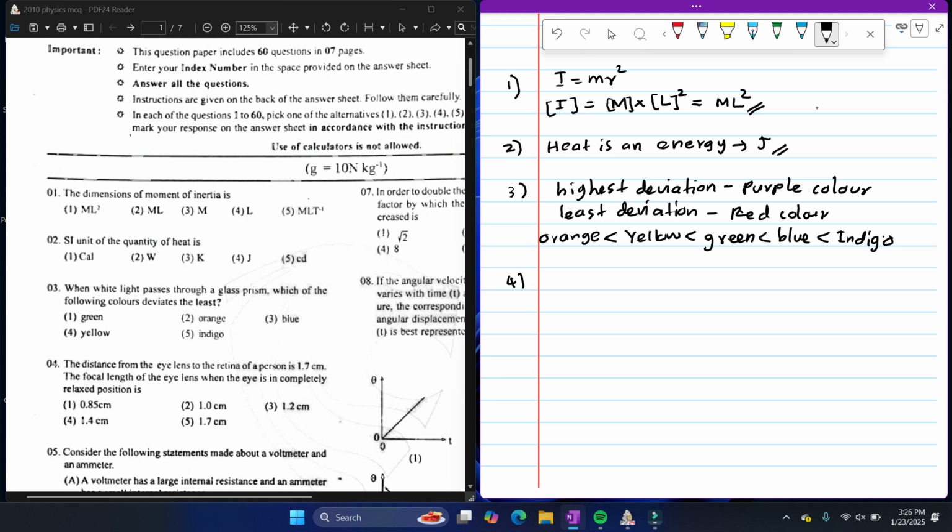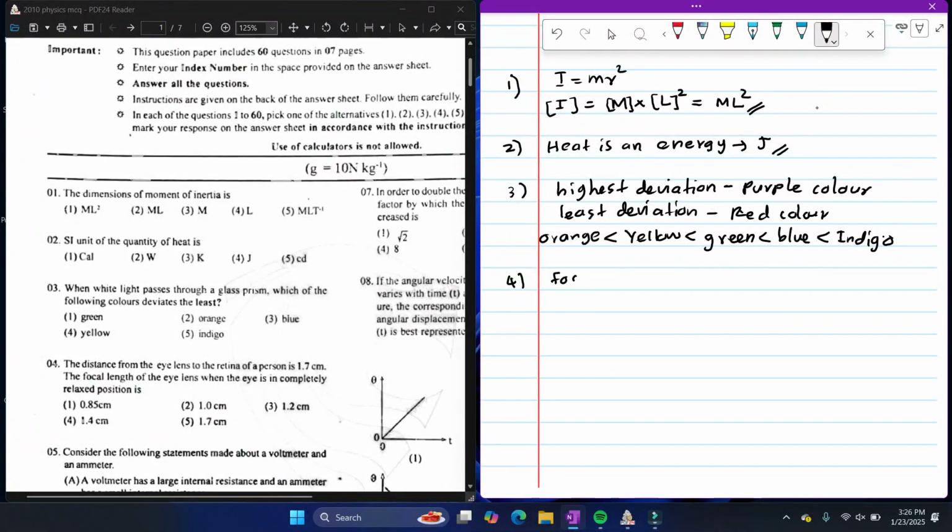Question number 4. The distance from the eye lens to the retina of a person is 1.7 centimeters. What is the focal length of the eye lens when the eye is in a completely relaxed position? Here our eye is completely relaxed. So when the object is kept at infinity, the rays are parallel. At this moment, the image is formed at the focal point of the eye lens. And whatever the situation, the final image should form at the retina of a healthy eye for all objects. So the focal length of the eye is the distance between the eye lens and the retina.